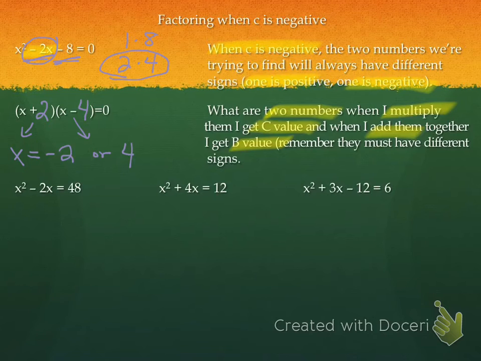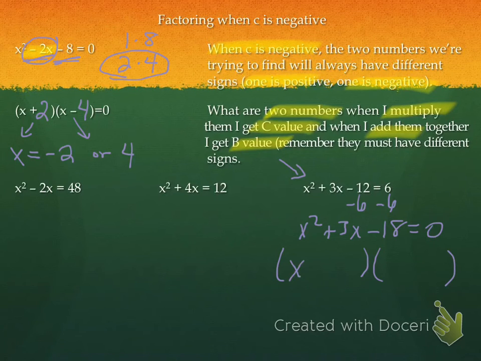Same thing down here with this last one. First thing I'm going to do is subtract 6 from both sides. I get x squared plus 3x minus 18 equals 0. Put my parentheses. I know they're going to be different signs. One's a plus, one's a minus. All the different ways to multiply to get 18: 1 times 18, 2 times 9, 3 times 6.